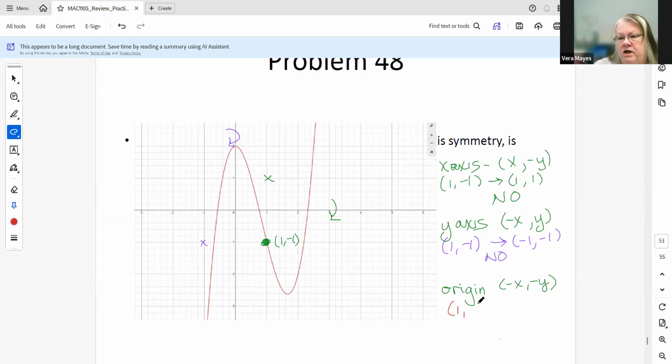Let's check to the origin. That means the point 1, -1 that we started with, both of the signs would change. So -1, +1. So that means you wrapped it around the x-axis first and then around the y-axis, or the order doesn't matter. You could wrap it around the y-axis and then x, but the outcome is that both of the signs would change. So the -1, +1 would be right here. That's not part of our graph. So this one has no symmetry to any of the standard ones that we look for, the x-axis, the y-axis, and the origin.